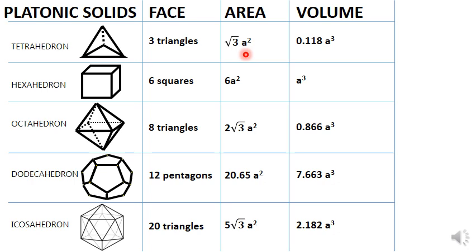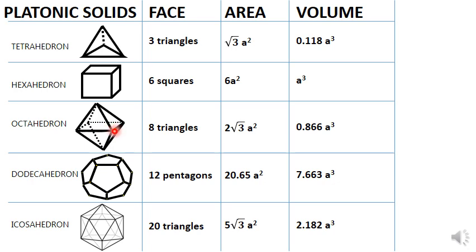And the volume is equal to this formula. Here we also have the hexahedron. Hexa means 6 and hedron means faces, so we have here a cube. It is simply a cube. The area is 6 times the face area. We also have the octahedron. Octa means 8, hedron means face. There are 8 faces in this case.